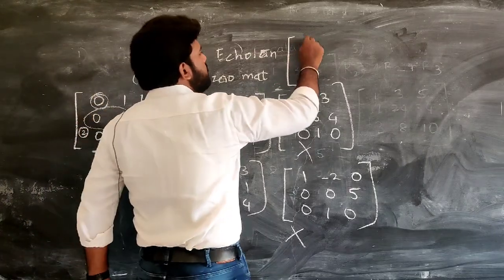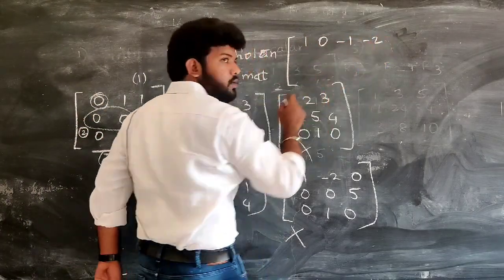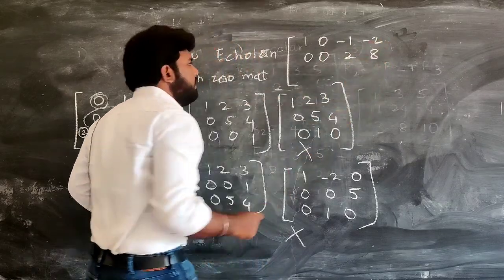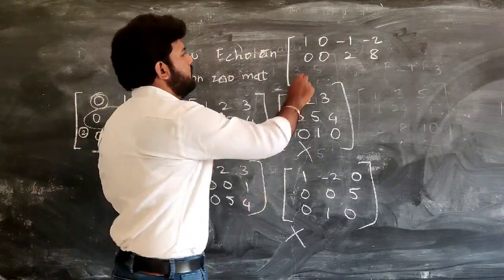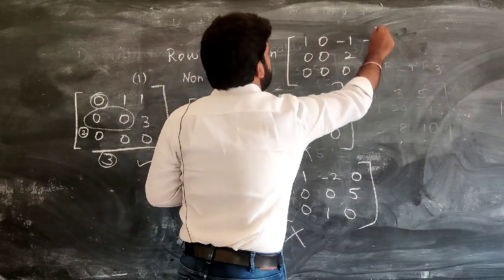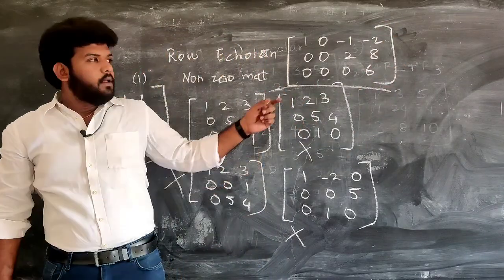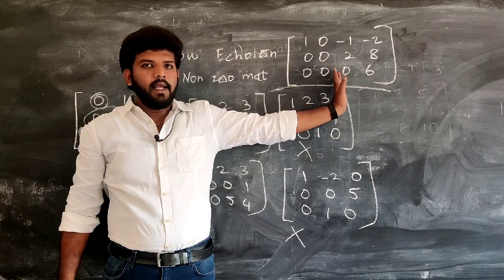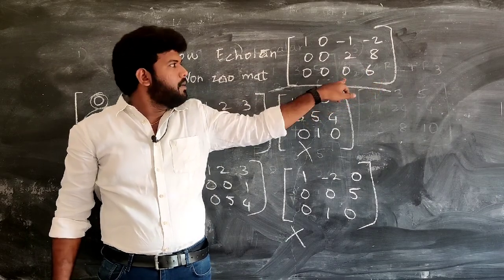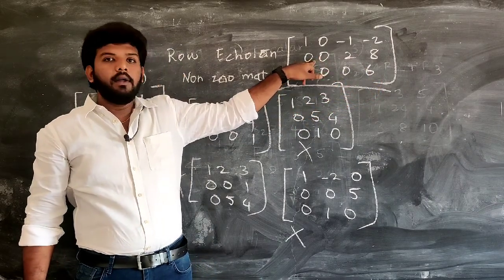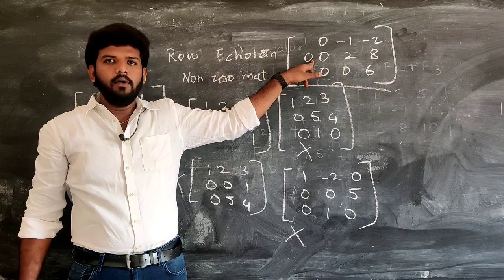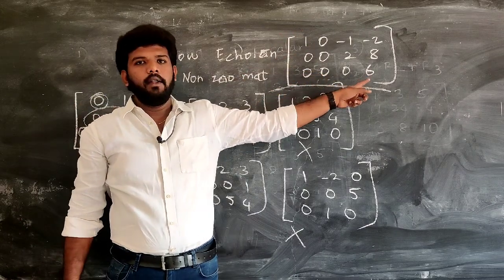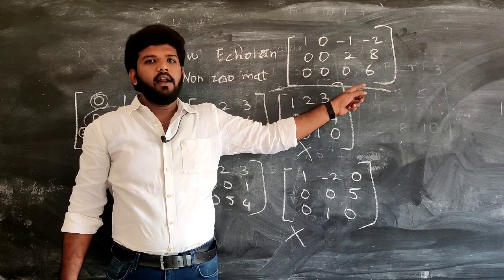1 0 minus 1 minus 2, 0 0 2 3, 0 0 0 6. Okay, so come to the last row. There are 3 zeros and a number. The number lies on the right side of the 0, there's no problem. There are 3 zeros, when I go to the next one, there are 2 zeros, and in another there's no 0, right? So this is in row echelon form.